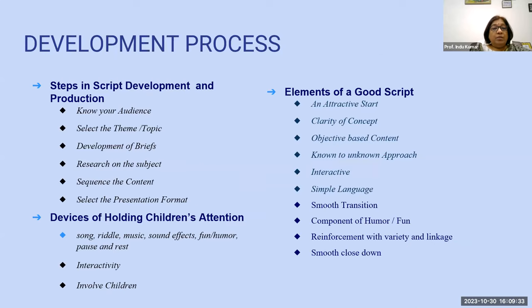So next slide, please. So here is the developmental process. What is the developmental process? These are some of the steps in script development and production. First of all, we need to know our audience, for what level we are developing the script. Then we need to select the theme and topic on which media intervention is required. Then only we will develop a script and digital content for any topic.